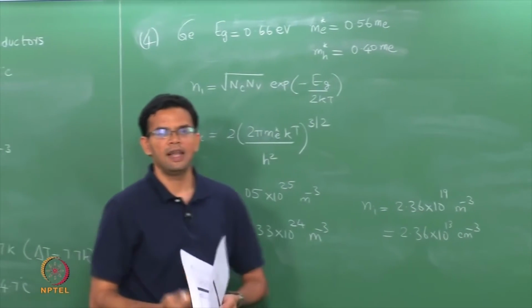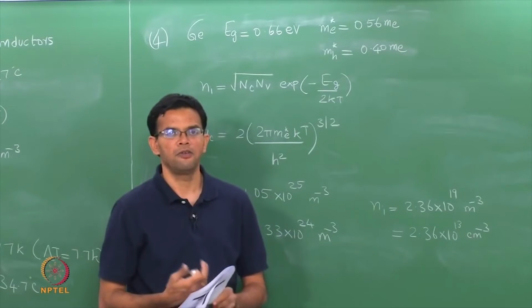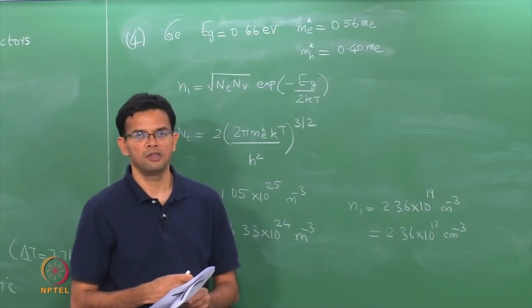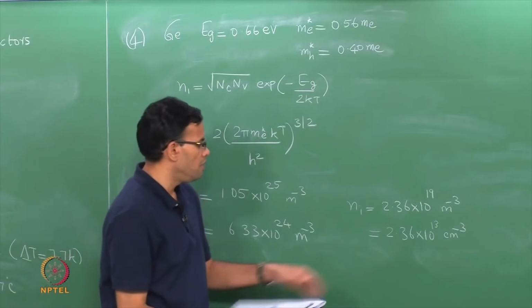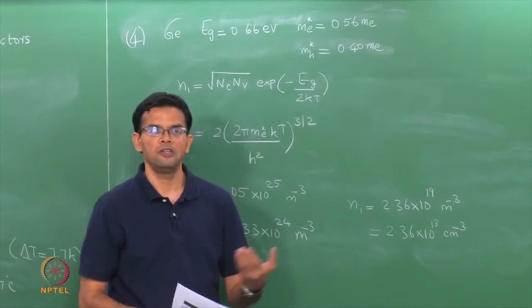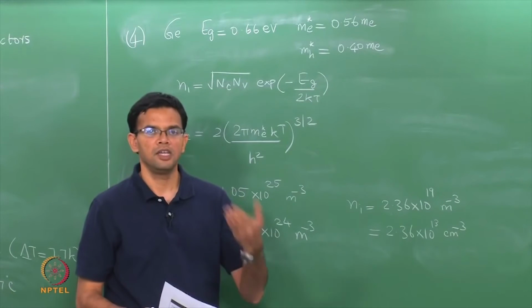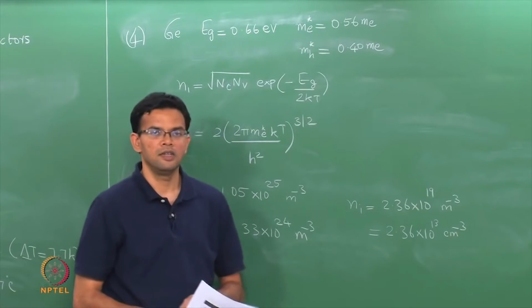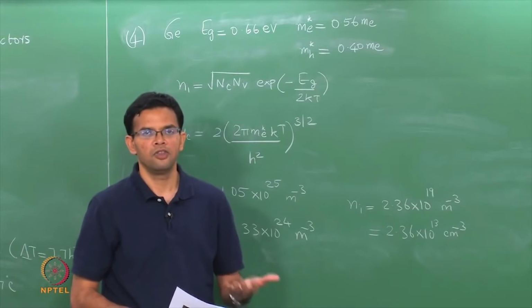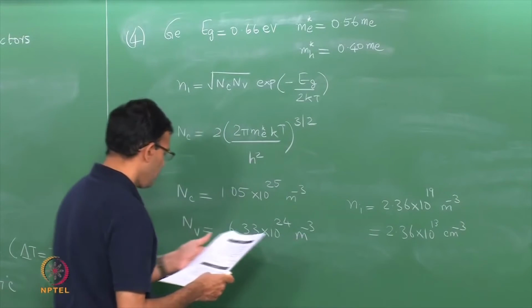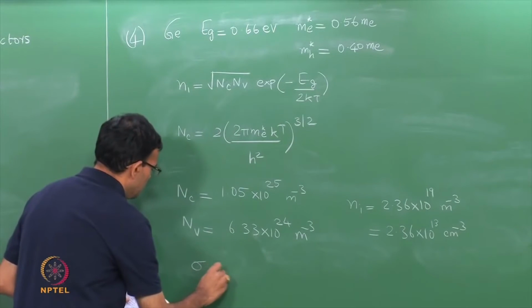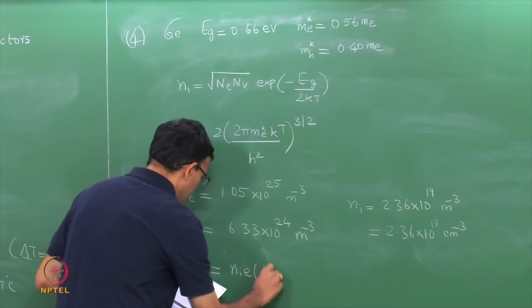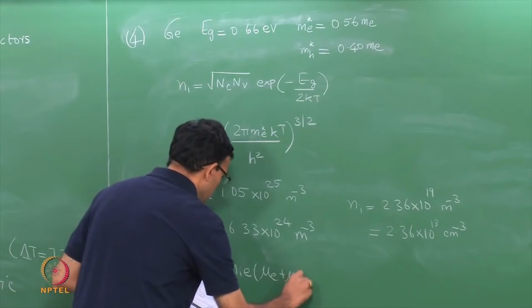So, we saw that gallium arsenide has a value of Ni that is 4 orders lower than that of silicon. Germanium on the other hand has a value of Ni that is nearly 3 orders of magnitude higher than silicon. Once again the differences are all related to the band gap values. We can then calculate sigma. Sigma is Ni e, mu e and mu h.